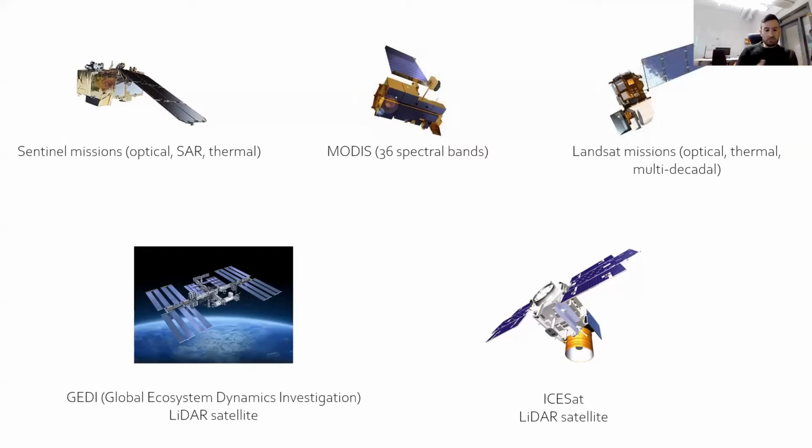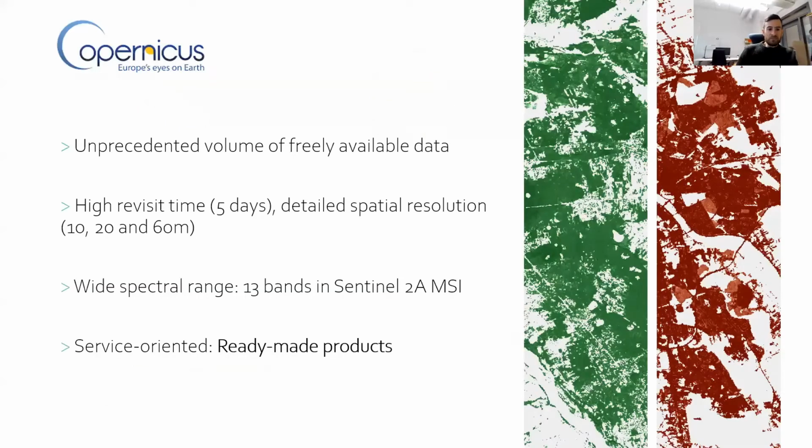And then we have some new satellites. For instance, we have these LiDAR satellites, the GEDI mission or the ICESat. So a huge choice of tools to address mapping of ecosystem services, and truly a very unprecedented volume of data, which is actually freely available in most cases, right?